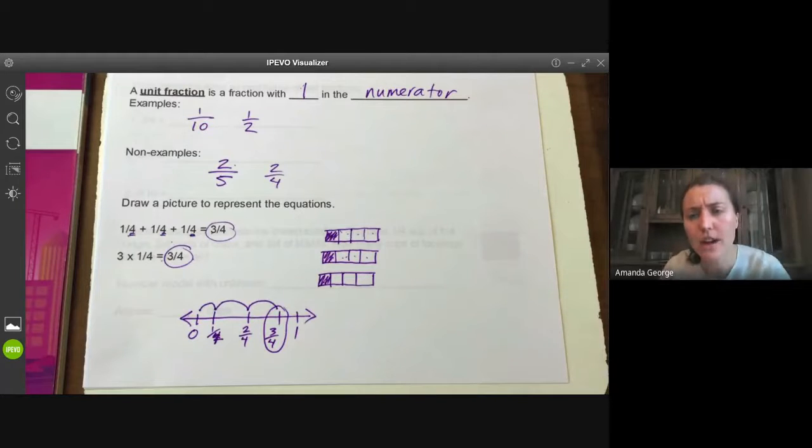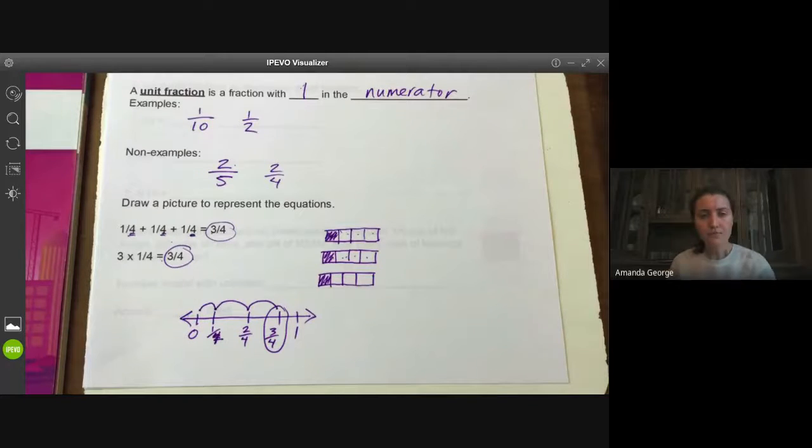It'll say in the directions in your journal. It'll tell you. The reason I showed you both is because I think one of them shows you a number line and the other one shows you a picture. So just be ready for that.